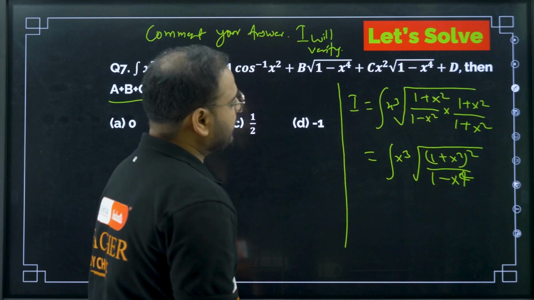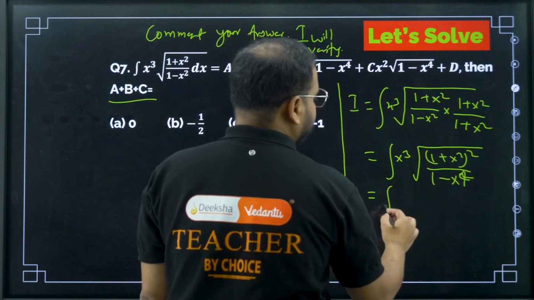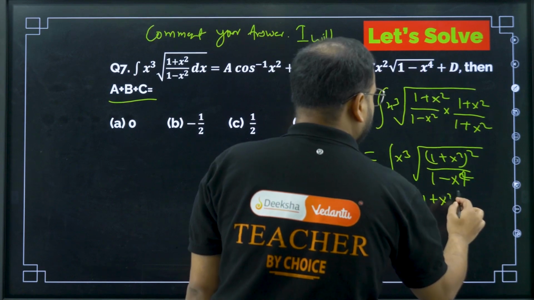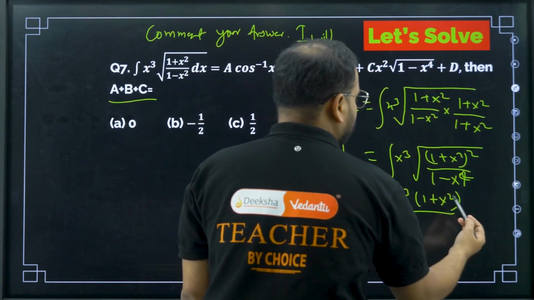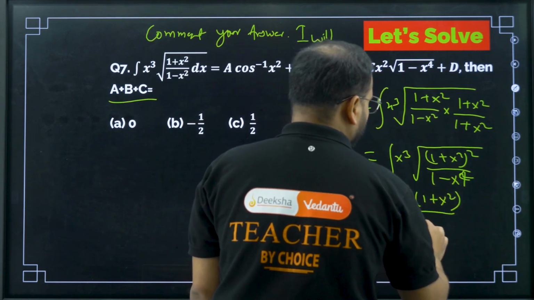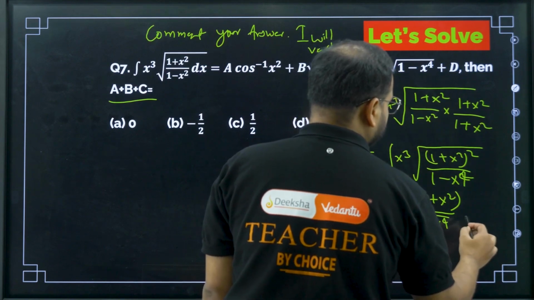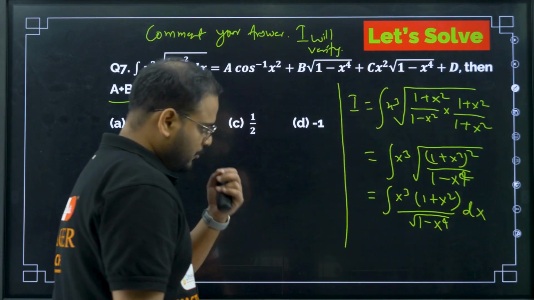Please have a look. This will become x cube, this is simply 1 plus x square, and how much is this? It will become root of 1 minus x power 4. Okay, dx is there. Now comes the substitution.